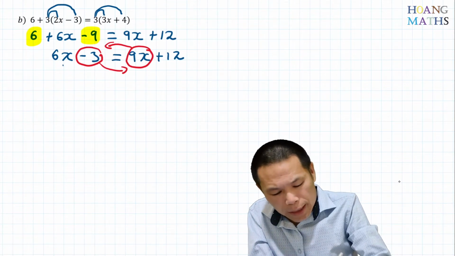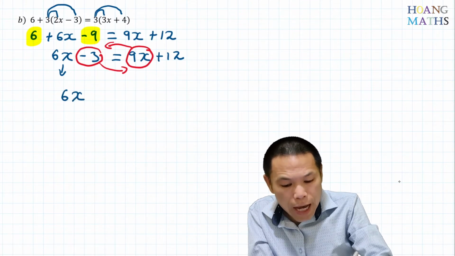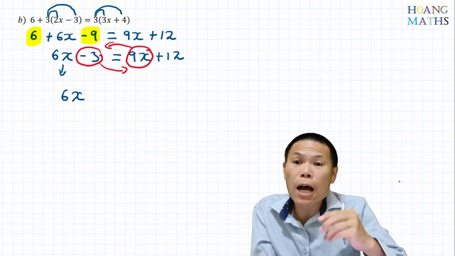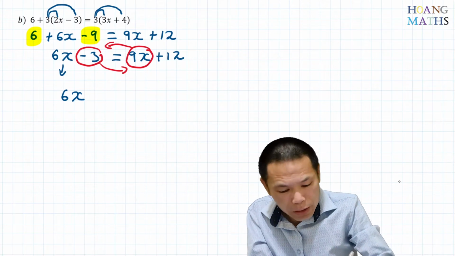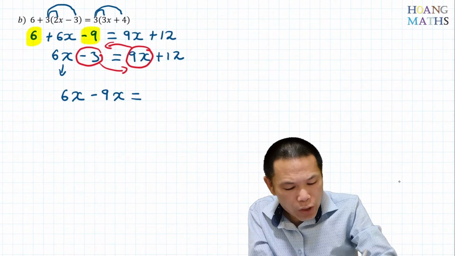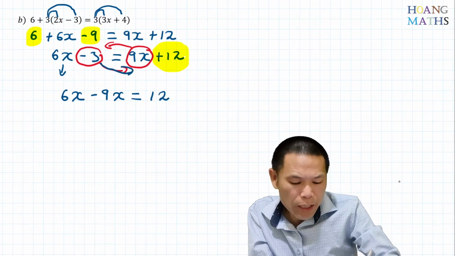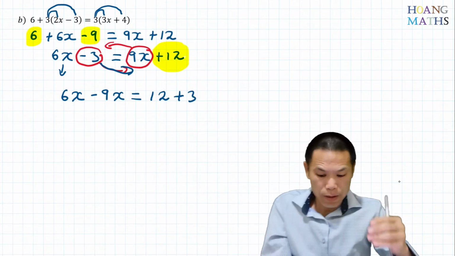So now the 6x here, I write this down first. I'm not doing anything with that 6x, so I write it down. But then the 9x, I move on this side, becomes minus 9x. So minus 9x. And this equal here, I write down. So this 12 here, I need to write this down first, always. So 12. And then the negative 3, I move on this side, becomes positive. So plus 3. There you go.